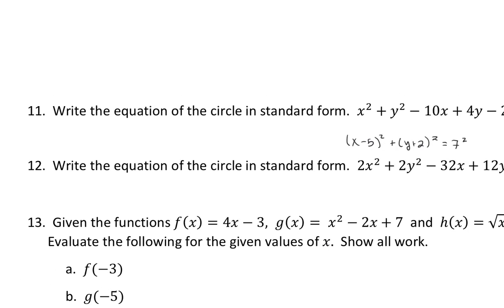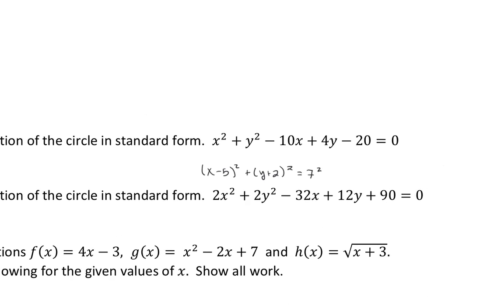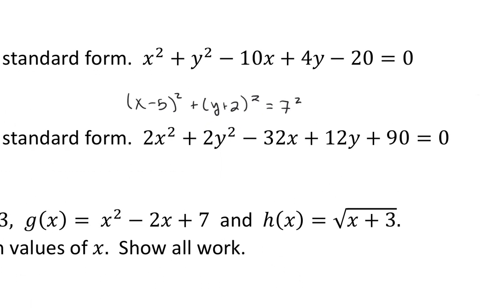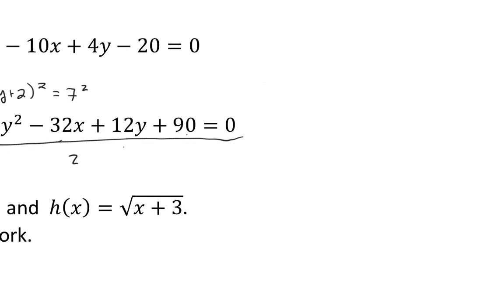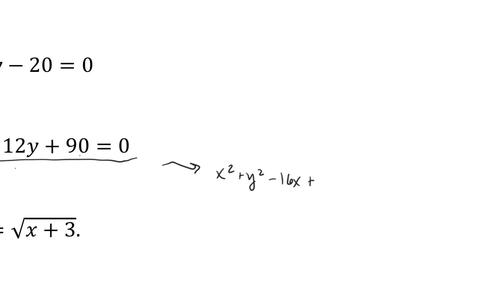Perfect. Now moving on, we have another question that wants us to do something similar. So we have all of this right here. What I'm going to do first is notice that every single term here is divisible by 2. So I'm going to divide everything by 2. That will give us x squared plus y squared minus 16x plus 6y plus 45 is equal to 0.